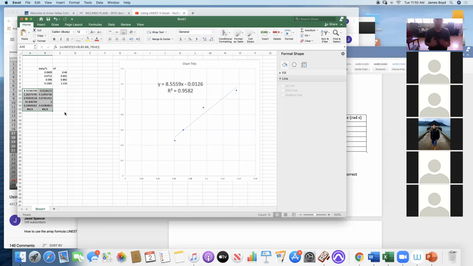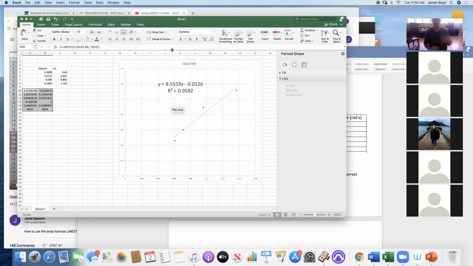And then we graphed v versus t times theta. And we put a linear trend line on it using LINEST, and we got the error of the slope. So that part's all done.